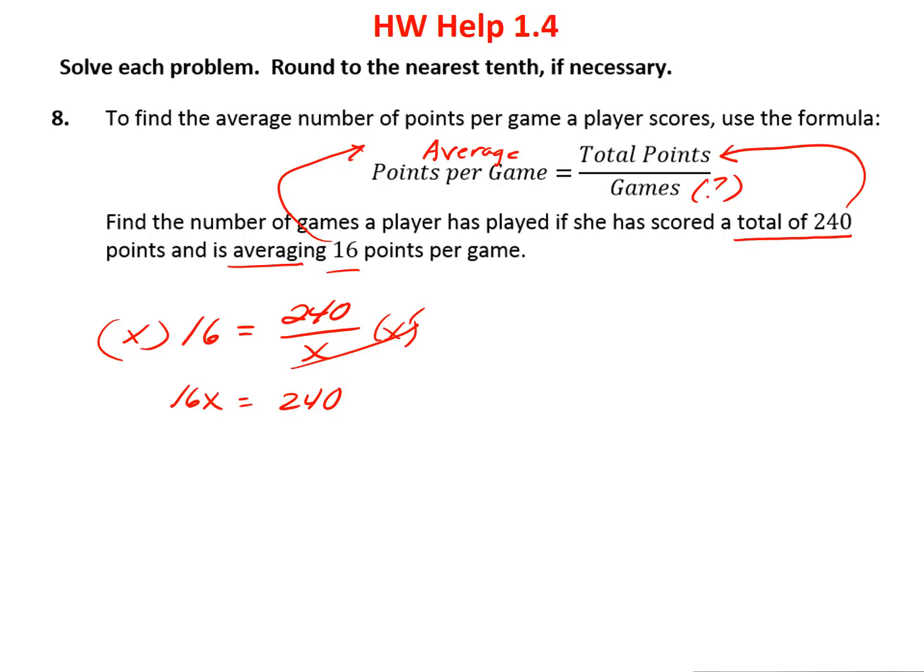Now, how do I undo 16 times x? I divide by 16, both sides again. Take out my handy calculator, 240 divided by 16. And that tells me that she played in 15 games.